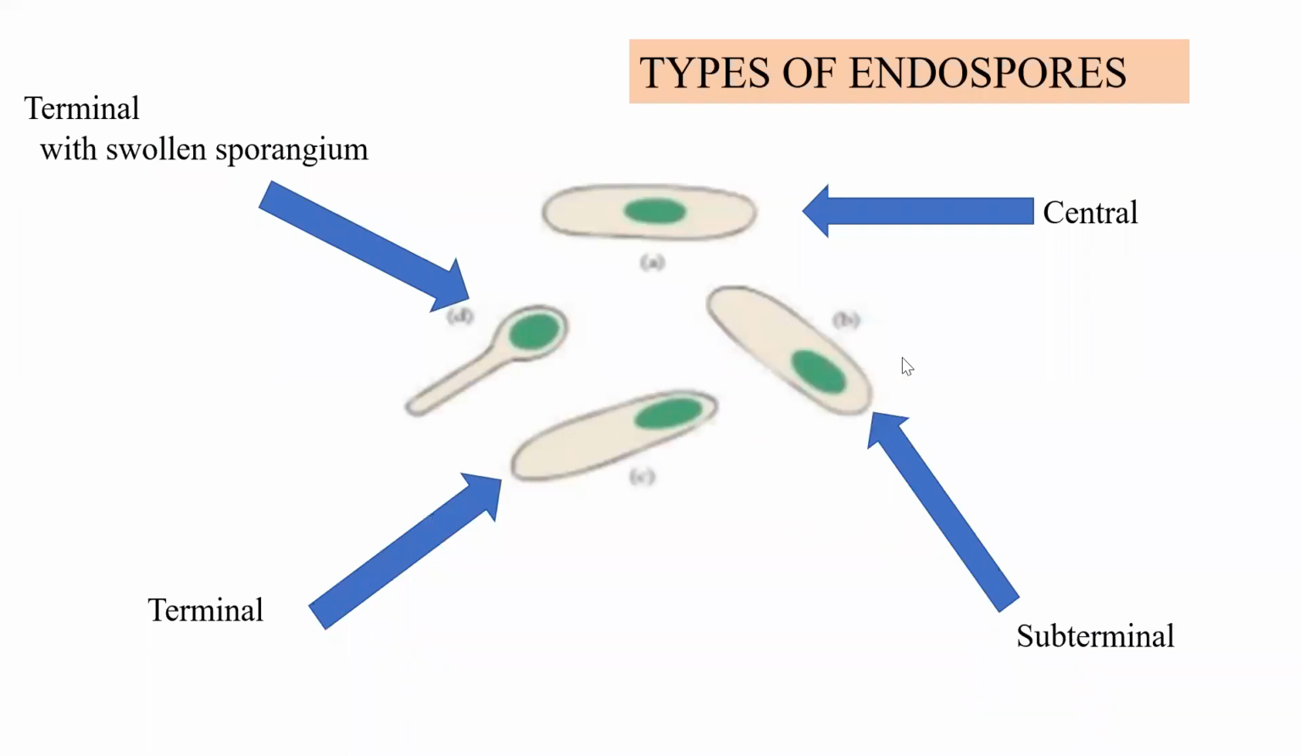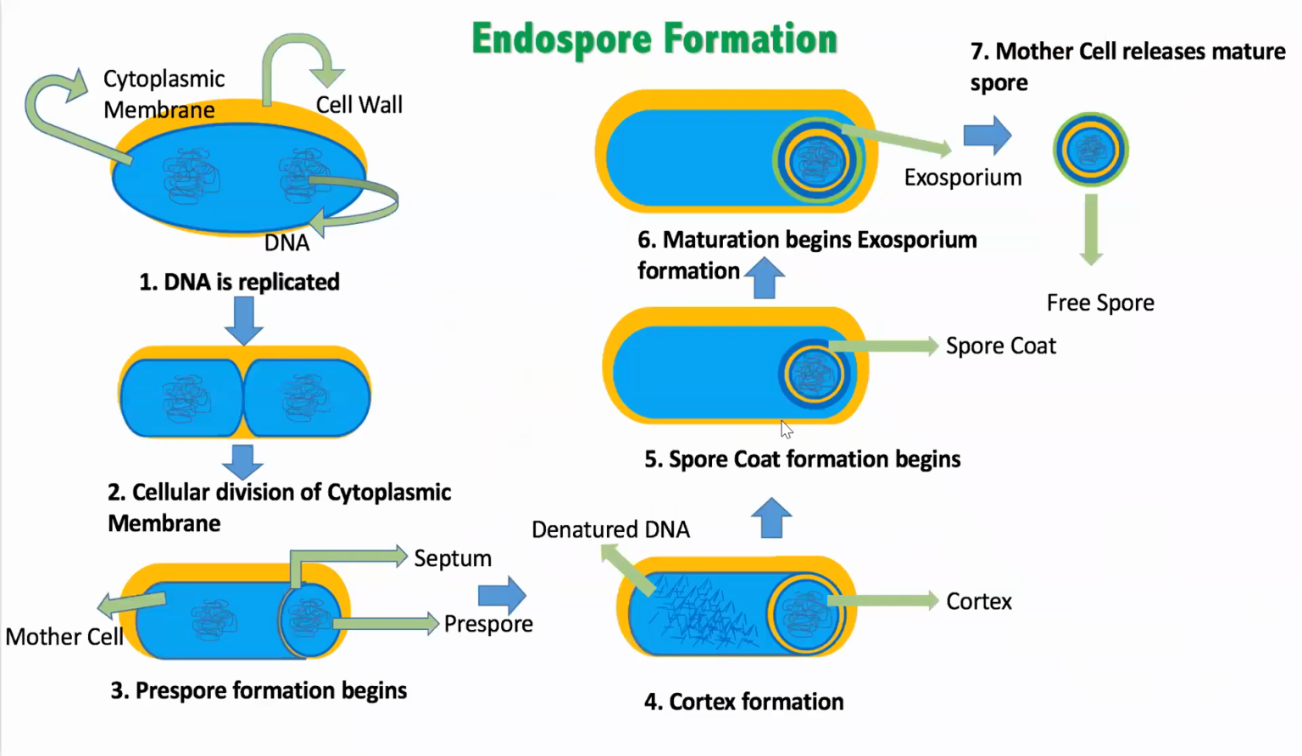There are different types of endospores, like the central endospore, which is placed at the central position of the cell, then subterminal, terminal, and terminal with swollen sporangium. So here we can see four major types of spore distribution.